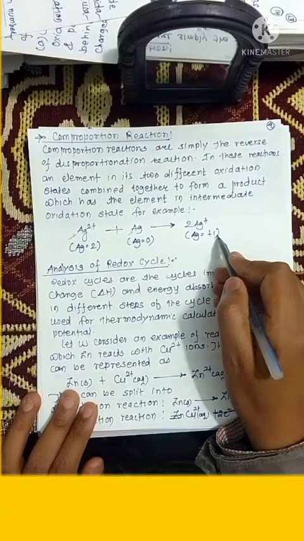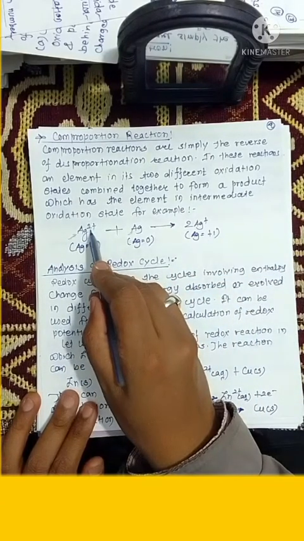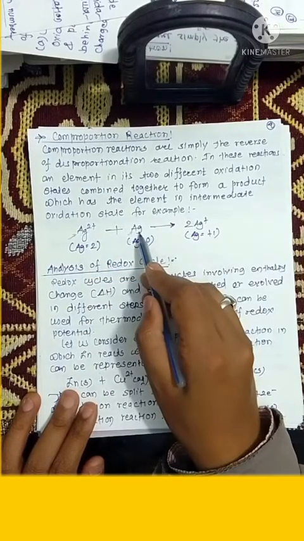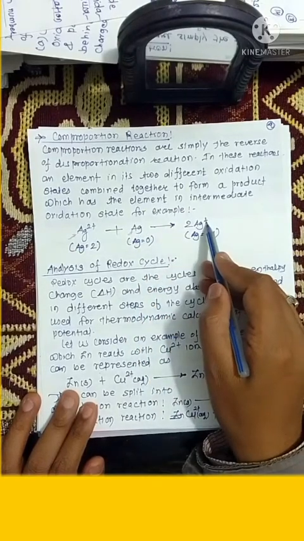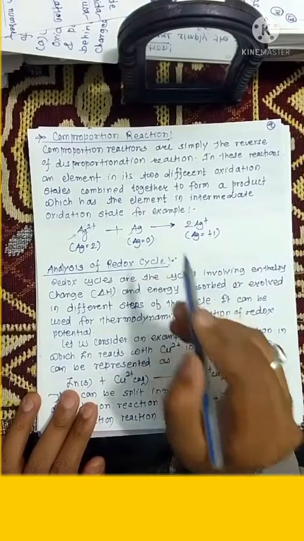How is it going to happen? So one Ag2+ gains 1 electron, and gain of electron is reduction. While in this case this Ag loses its electron and comes as Ag+. That's why loss of electron is known as oxidation.